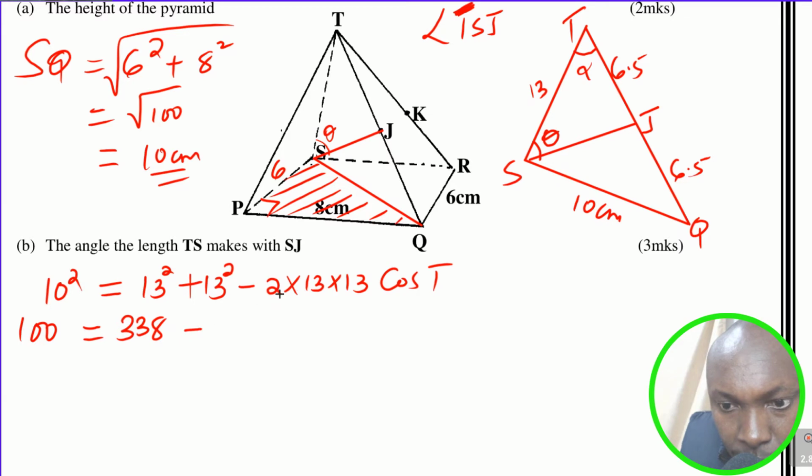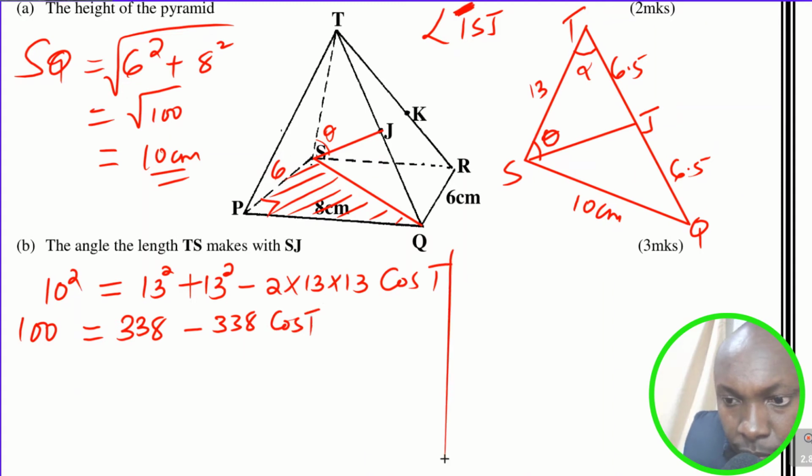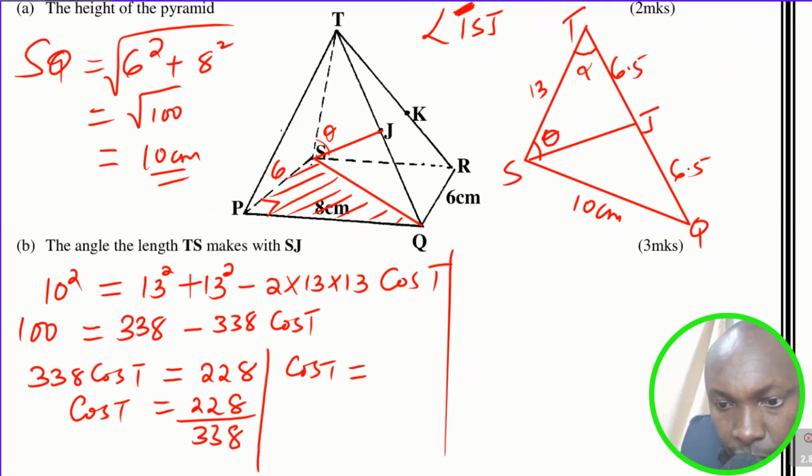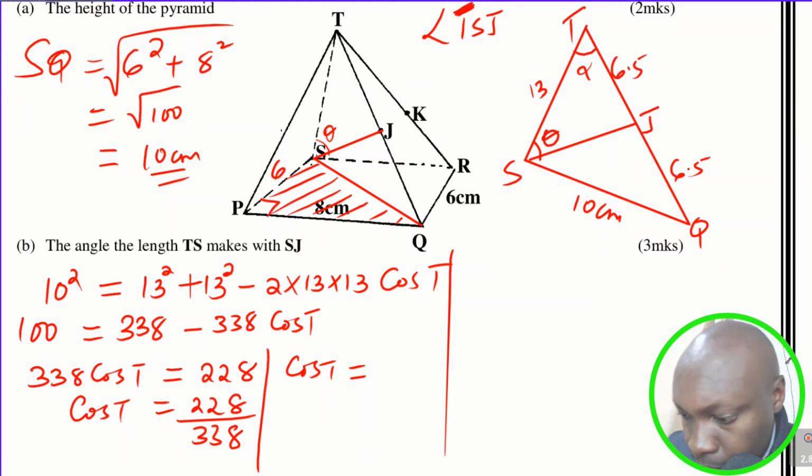Subtract, this one will be 2 times 13 times 13, which will give again 338 cosine of angle t. Bringing this cosine to the left hand side, this will give 228. So cosine of t is equal to 228 divided by 338. Use a calculator very fast to get this: 228 divided by 338 will give 0.7041.